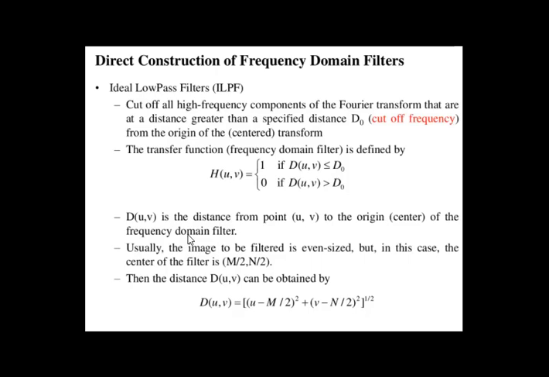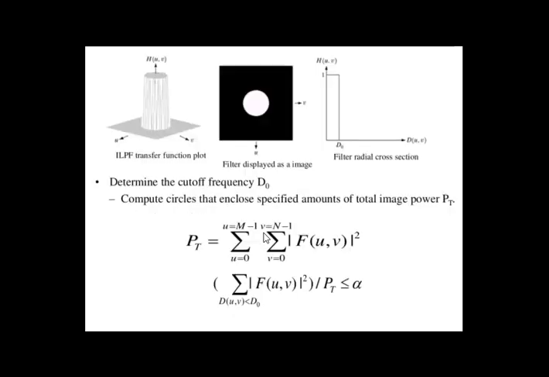Then direct construction of frequency domain filters, like the intermediate filter that we have to use. H(u,v) is equal to 1 if D(u,v) is greater than D0, where D0 is the cutoff frequency from the origin of the transform. The distance D(u,v) can be obtained by the formula ((u minus M by 2) whole squared plus (v minus N by 2) whole squared) whole raised to half.